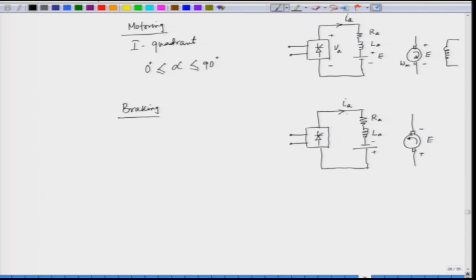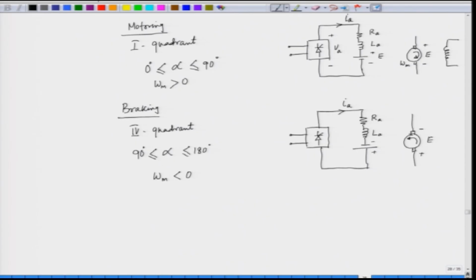Thyristor can only take current in one direction. So, here this is braking because the back EMF has reversed. In other words, the motor is supplying the energy, the back EMF is giving this energy. So, this happens in fourth quadrant. What is the value of alpha here? Alpha is operated beyond 90 degree, so this is 90 to 180 degree, and here the speed is negative. So, omega m is positive for motoring, and omega m is negative for braking.